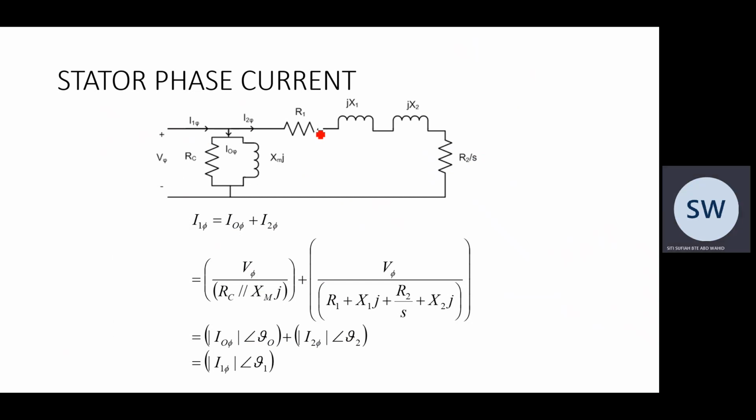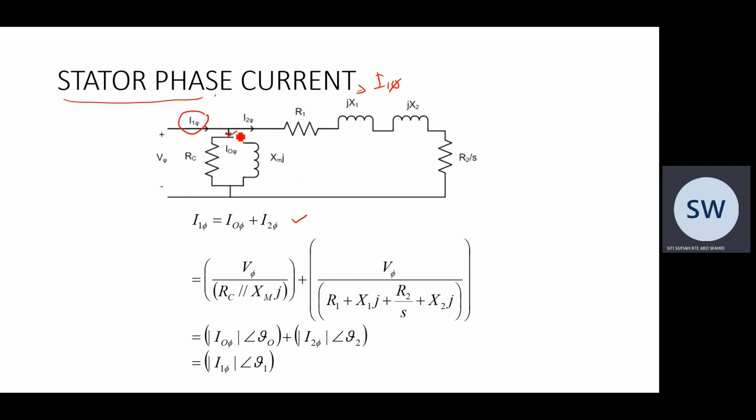Once you have the approximate equivalent circuit, you can calculate the stator phase current, or input current. I1 phase has another name, the stator phase current, because remember the front part is the stator and the back is the rotor. So I1 phase is the stator phase current. I1 phase equals I0 phase plus I2 phase.